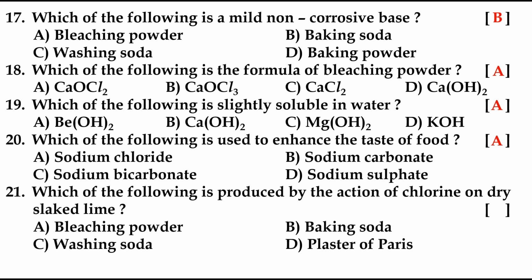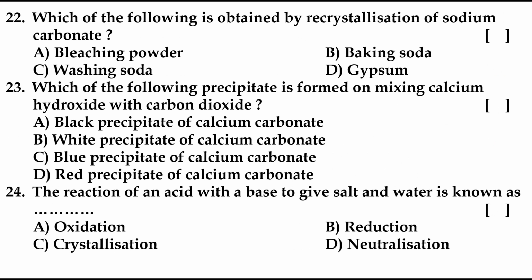21. Which of the following is produced by the action of chlorine on dry slaked lime? A. Bleaching powder. B. Baking soda. C. Washing soda. D. Plaster of Paris. Answer is A, bleaching powder. 22. Which of the following is obtained by recrystallization of sodium carbonate? A. Bleaching powder. B. Baking soda. C. Washing soda. D. Gypsum. Answer is option C, washing soda.